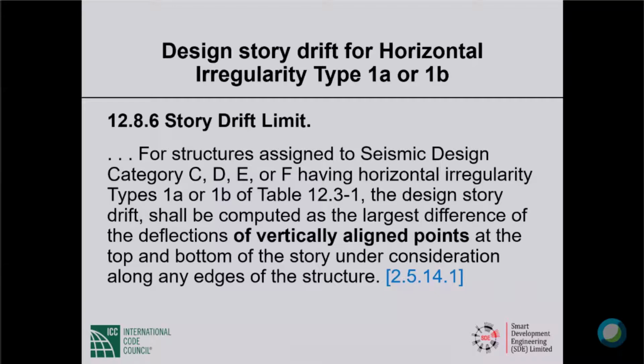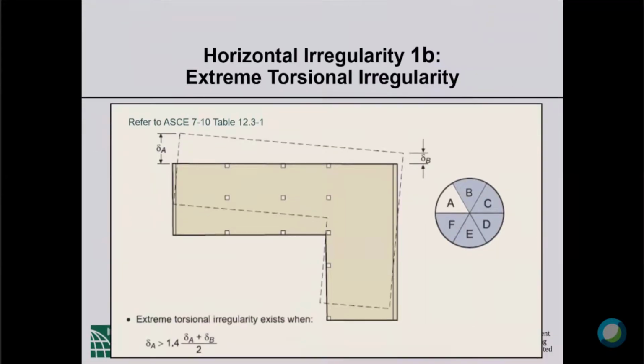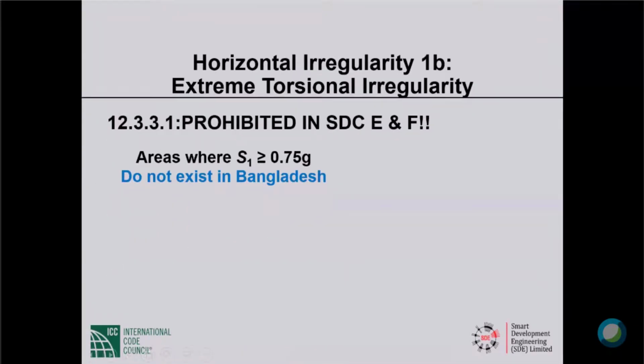Okay, so this is a requirement, and theoretically you have to go around the perimeter figuring out the largest difference, but most of the time by inspection, we know where the largest difference is likely to be, and that's where we concentrate. So from torsional to extreme torsional, 1B. So now the maximum is larger than 140% of average.